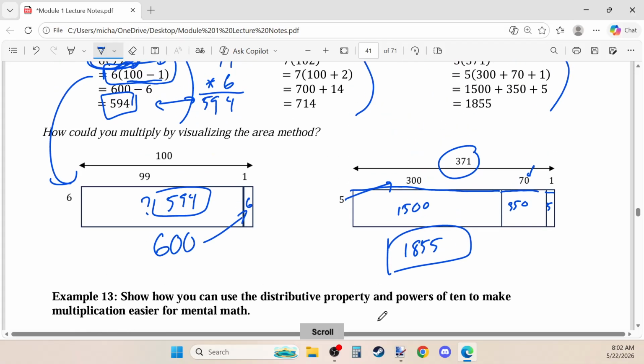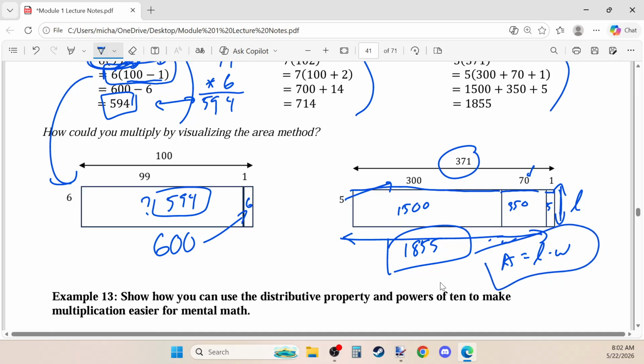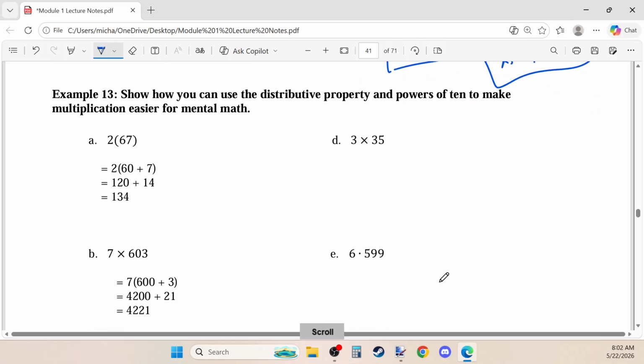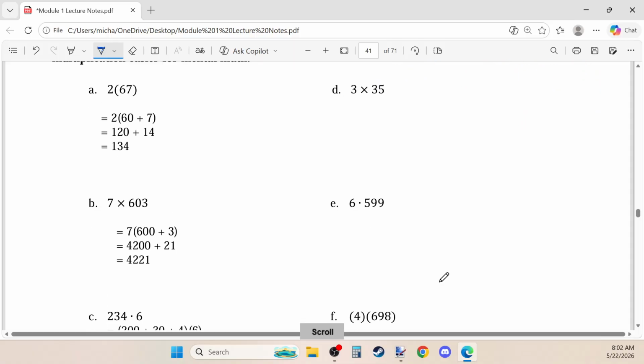The reason this works this way is because the area of a rectangle is the length times the width. So this here is the length, and this here is the width. Writing it out as a rectangle is a visual way of doing multiplication because the area of a rectangle is multiplication. We want to use the distributive property to make these problems easier.